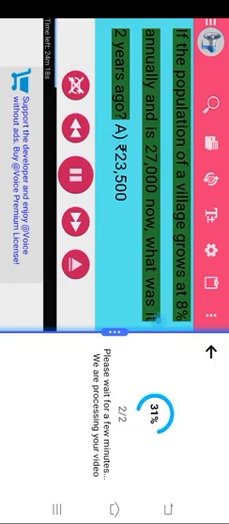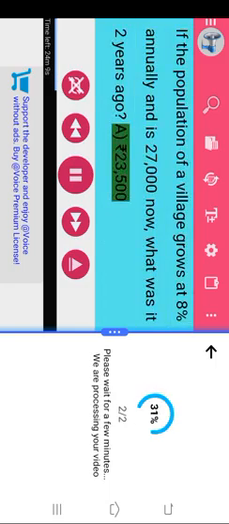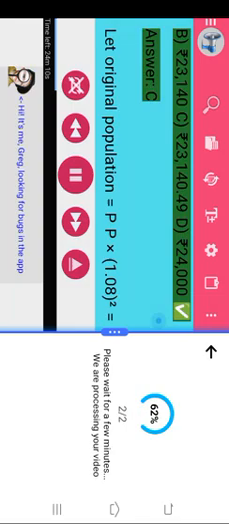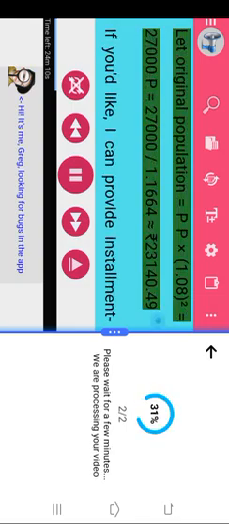If the population of a village grows at 8% annually and is 27,000 now, what was it 2 years ago? A, 23,500 rupees. B, 23,140 rupees. C, 23,140 rupees and 49 paise. D, 24,000 rupees. Answer. C. Let the original population equal P. P times 1.08 squared equals 27,000. P equals 27,000 over 1.1664, approximately 23,140 rupees and 49 paise.